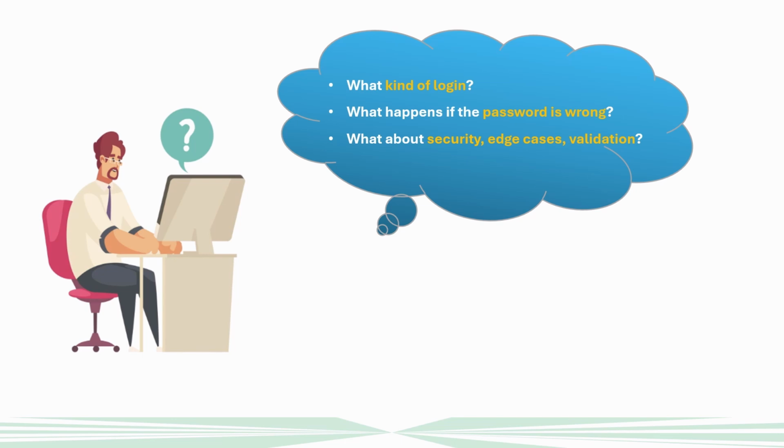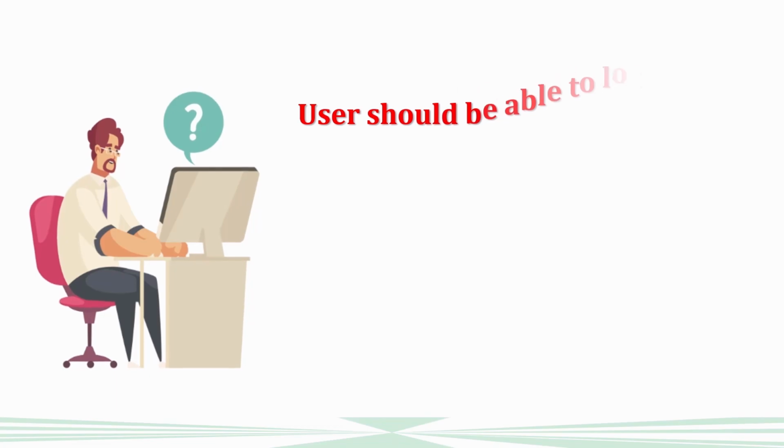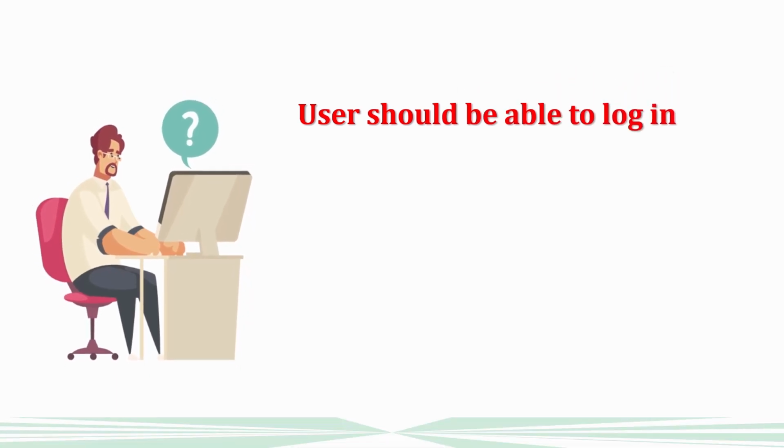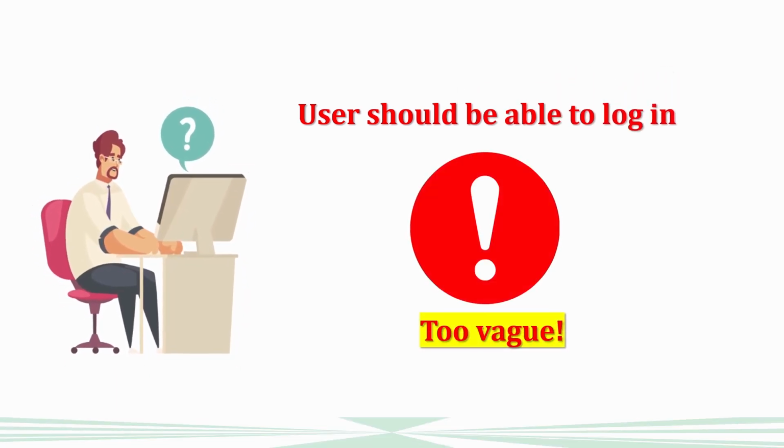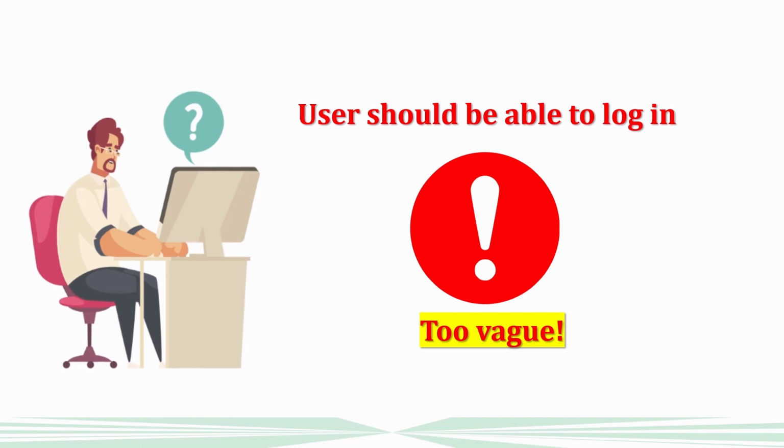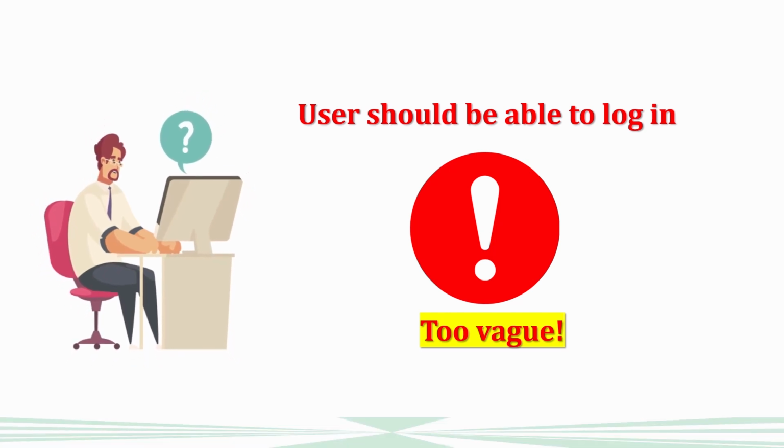He tests the understanding of the feature. So he checks the description, acceptance criteria, all the attachments and comments. But the ticket only says users should be able to log in. So the problem here is that it is too vague. A tester should never assume requirements. If something is unclear, it is a risk.